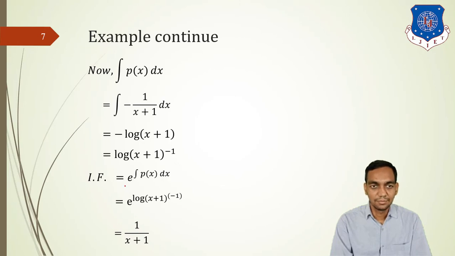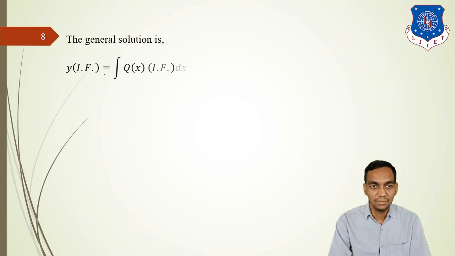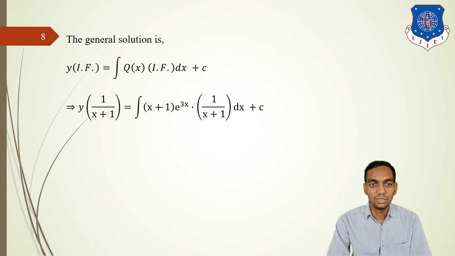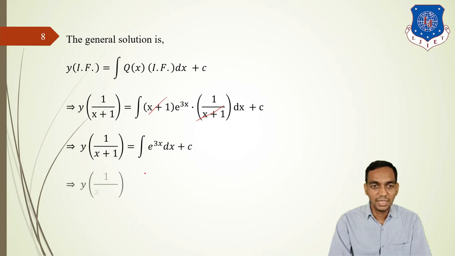So this is IF. So the general solution is nothing but y into IF is equal to integration Q into IF dx plus c. So y into 1 upon x plus 1 is equal to integration of Q, which is (x plus 1) e raised to 3x, into IF, which is 1 upon x plus 1, dx plus c. So x plus 1, x plus 1 will be cancelled out, and you will get integration of e raised to 3x dx. The integration of e raised to 3x is e raised to 3x upon 3. So this is the answer of your equation.